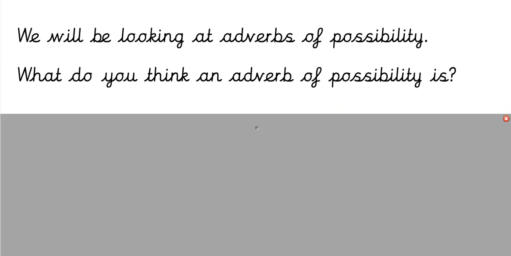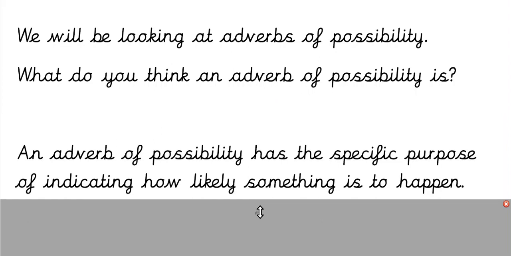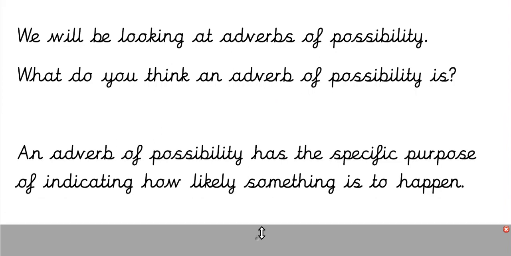So as I've said, today we're going to be looking at adverbs of possibility. So just have a think to yourself, what do you think an adverb of possibility is? Think about the two words. We've got adverb and we've got possibility. Can you work out what an adverb of possibility is? Think about what those words mean. So an adverb of possibility has the specific purpose of indicating how likely something is to happen. So it's an adverb that's put in the sentence solely to show how possible something is.